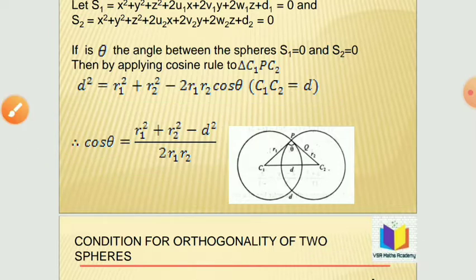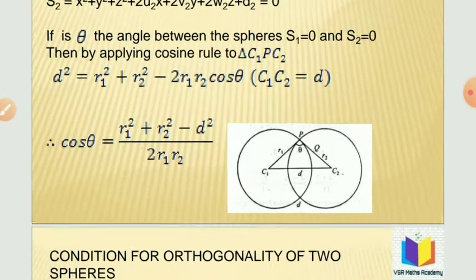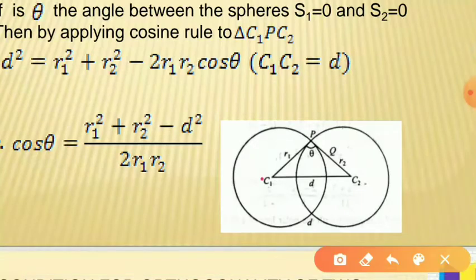Whenever the angle between two spheres is theta and the radii are r1 and r2, d is the distance between the centers. What is d here? You can see r1 and r2 are the radii of the spheres, and d is the distance between the centers.